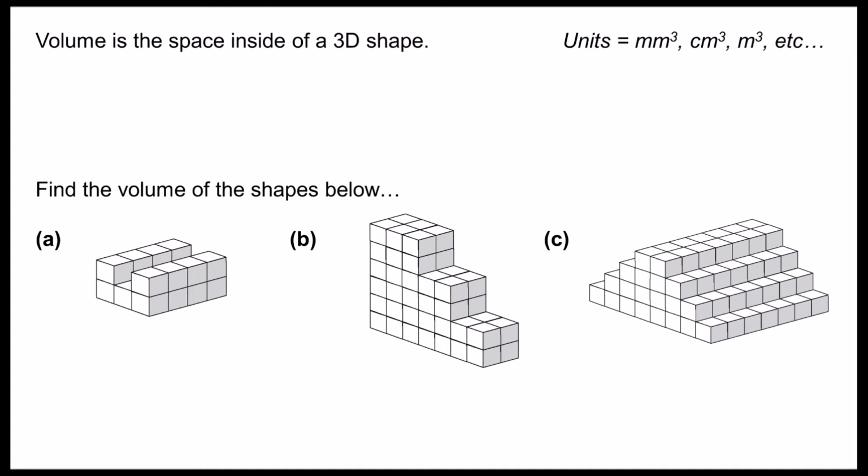In today's lesson, we're going to be calculating the volume of prisms. Firstly, I think it's important to remember that volume is simply the space inside of a 3D shape. To start off with, I'd like you to pause the video and work out the volume of the three shapes at the bottom. You can assume that each cube in your diagram is equal to 1 centimetre cubed.